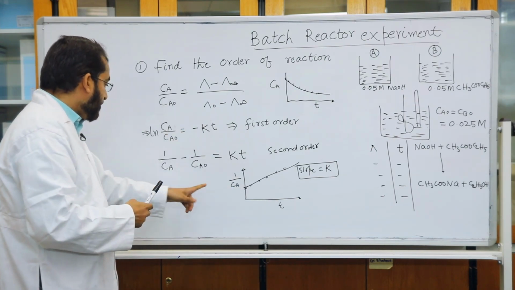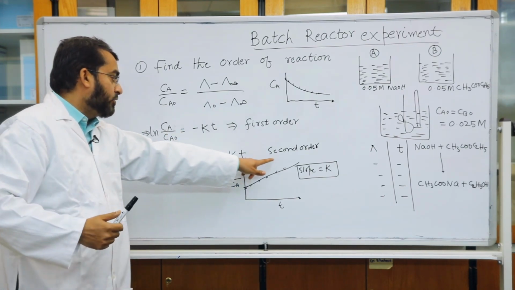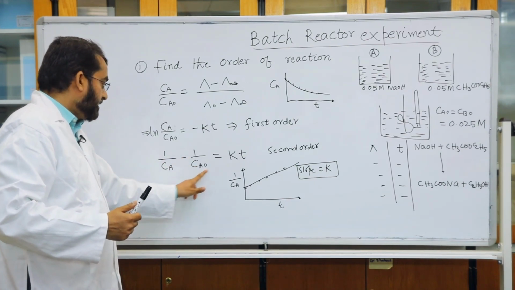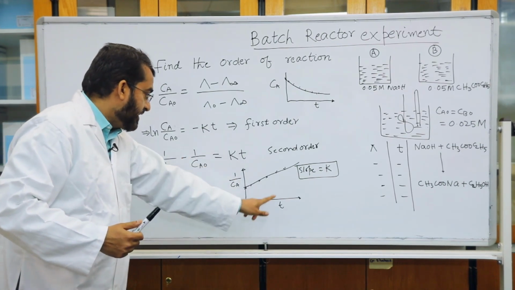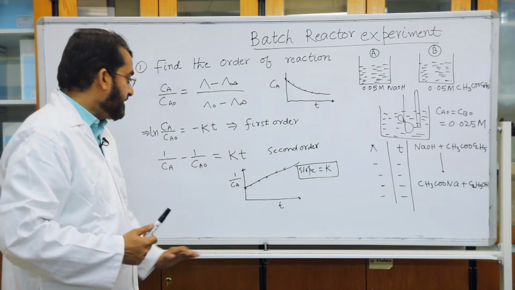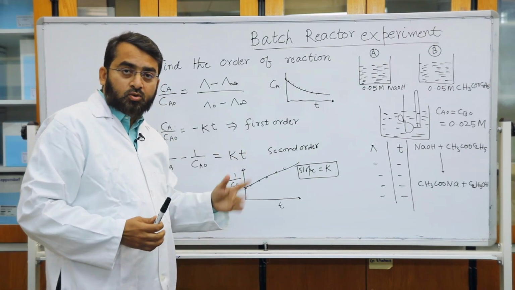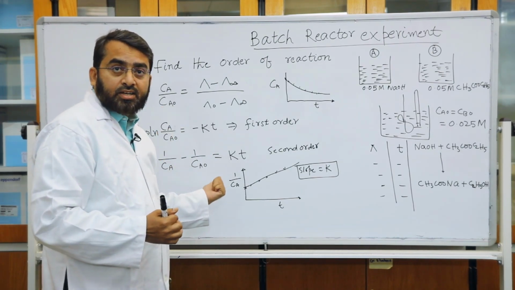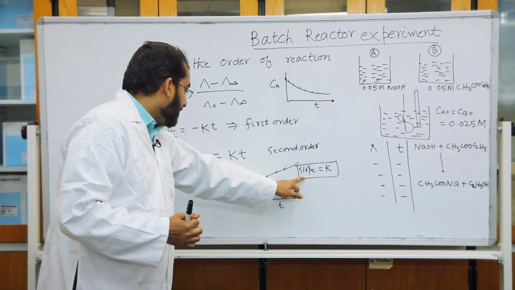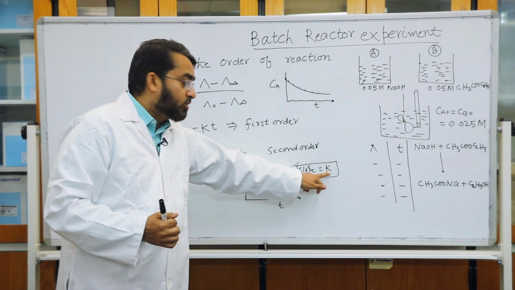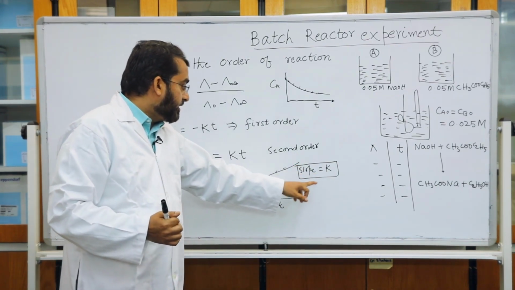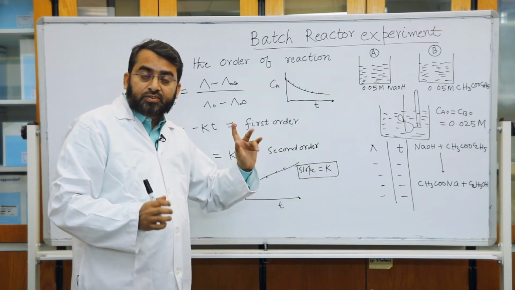Come to the second equation, which is the second order equation: 1 over CA minus 1 over CA0 equals kt. If you get something like this that is linear, and R square is close to 1, you can say that our reaction is second order. The slope of the curve will give you the rate constant value, and in this way you can calculate the rate constant value at different temperatures.